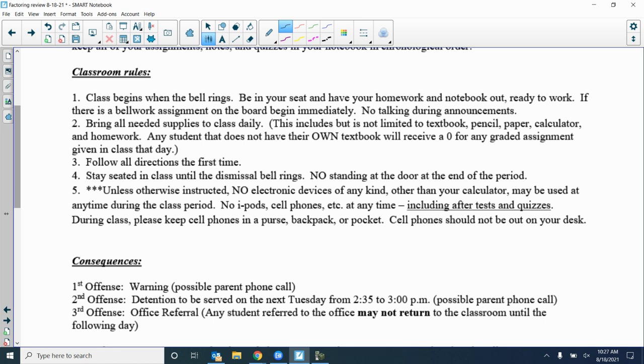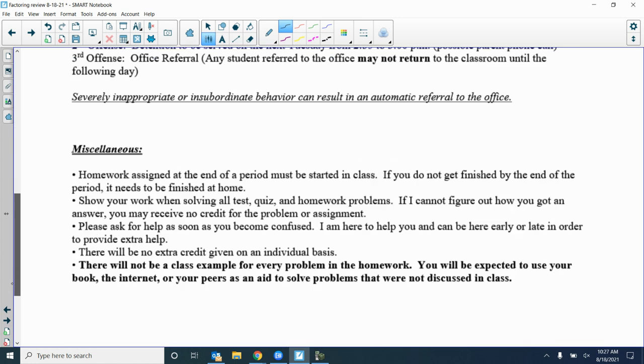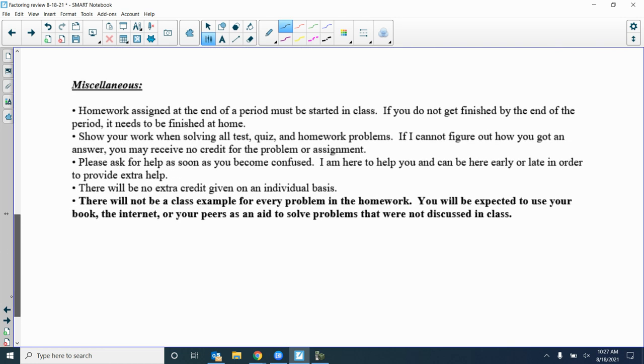I will collect cell phones for tests and quizzes. And during class, please keep cell phones in a purse, backpack, or pocket. They should not be on your desk. And I think that's the main one.